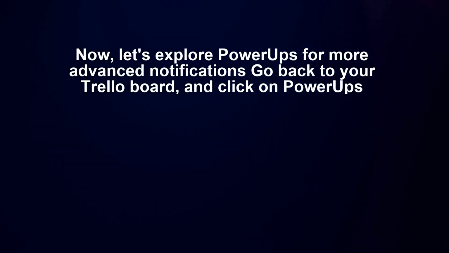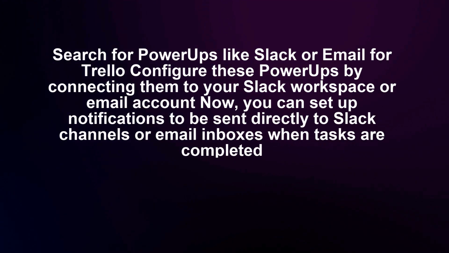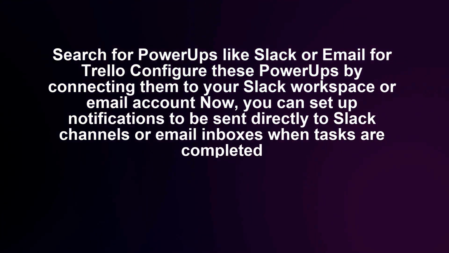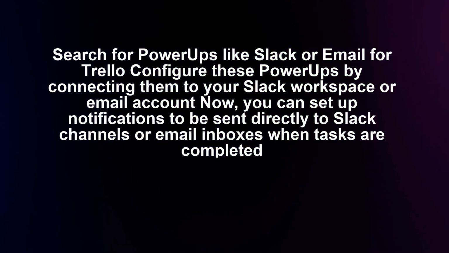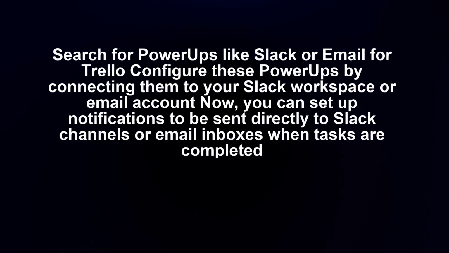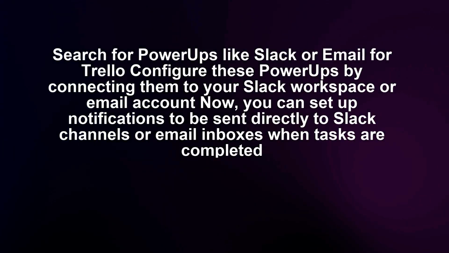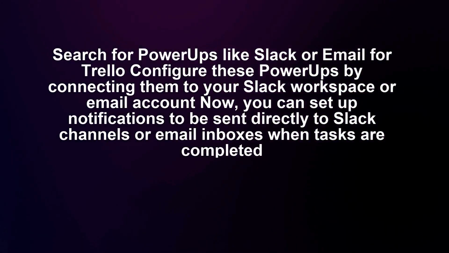Now, let's explore power-ups. For more advanced notifications, go back to your Trello board and click on Power-ups. Search for power-ups like Slack or email for Trello. Configure these power-ups by connecting them to your Slack workspace or email account. Now, you can set up notifications to be sent directly to Slack channels or email inboxes when tasks are completed.